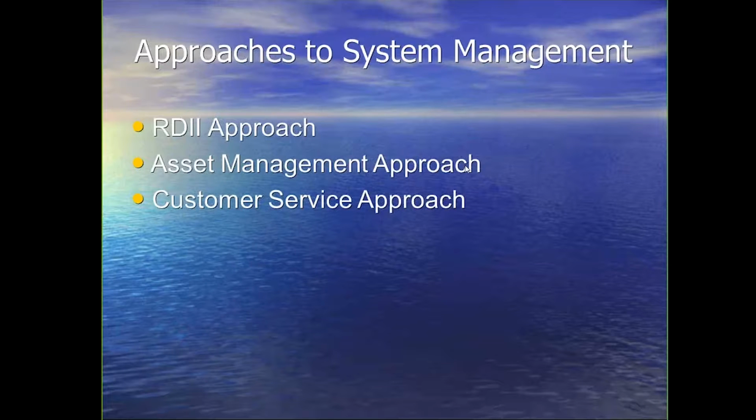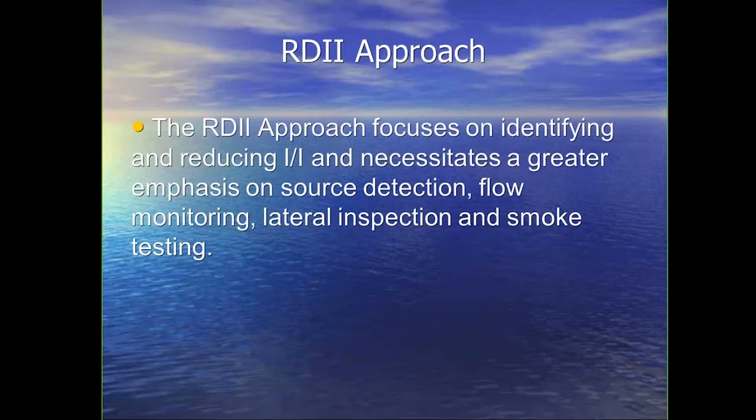So a couple of years ago when I was on that, or still on that committee with ASCE, one of the things we bandied around was approaches to system management. And a couple of us had some ideas on that. We talked about a rain-derived I&I approach, an asset management approach, and also one that we had proposed, which was a customer service approach. Now, the RDII approach focuses on identifying and reducing I&I and necessitates an emphasis on source detection, flow monitoring, lateral inspection, smoke testing, that kind of thing, to find where the I&I is coming from, if there's any smoking gun, or golden hole, as it's been called in other places.